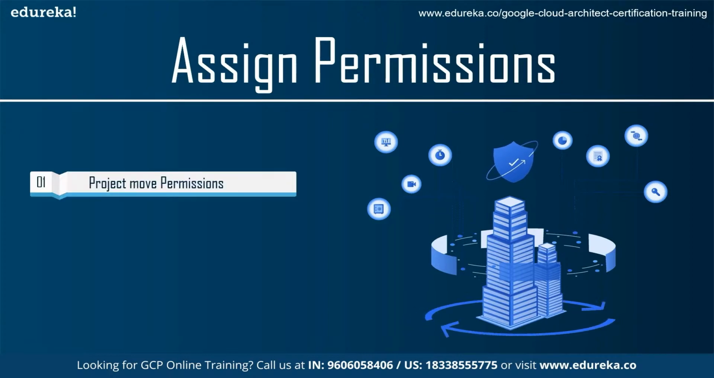So the first is project move permission. So on the project resource that you want to move and its parent resource, you need the project mover role. Or another role that includes the following permissions for the V1 Resource Manager API. So the permissions required for the resource you are moving are like resourcemanager.projects.update. And the permission required for the parent resource will be resourcemanager.projects.move.